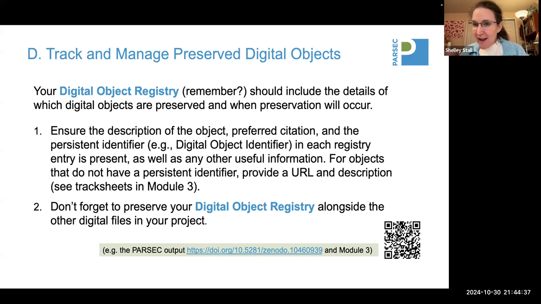And don't forget that digital object registry, the track sheets themselves, and everything that you're keeping within the registry, those are also digital objects. So save those too, all right? Make sure they're preserved. It's kind of like a meta idea there. And the track sheets, this QR code points you to examples of what those track sheets look like that are part of the digital object registry.